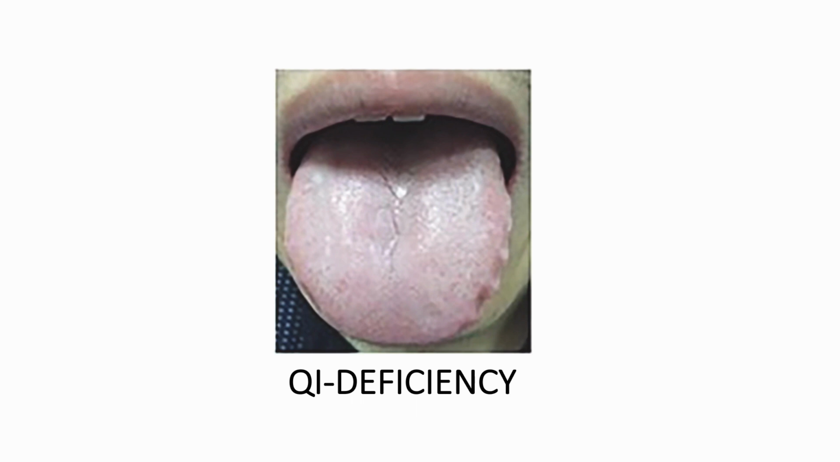Qi deficiency. The tongue body color reflects primarily the condition of blood rather than Qi, and therefore, a mild deficiency of Qi may not manifest on the tongue at all. In long-standing cases of Qi deficiency, the tongue may become slightly pale.